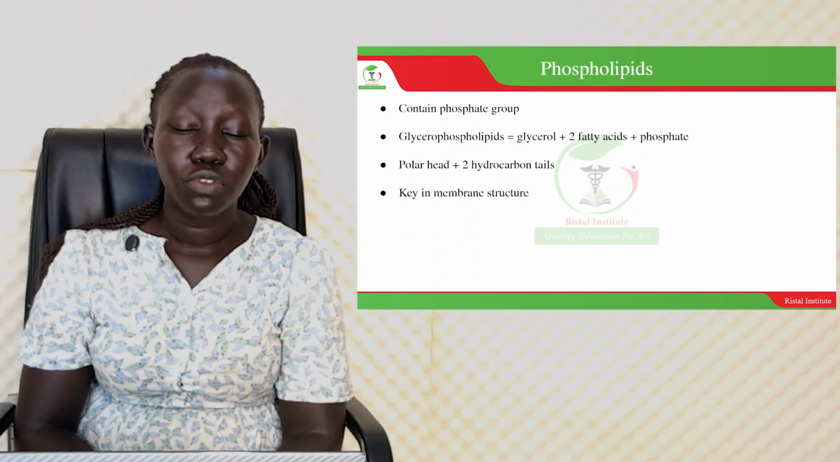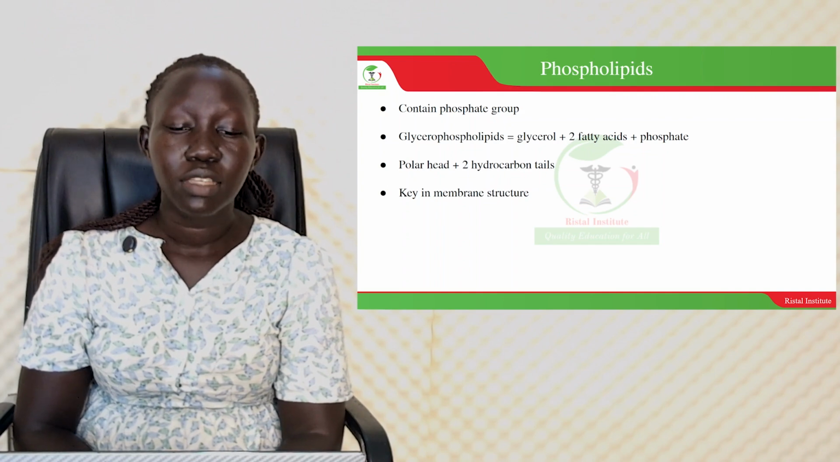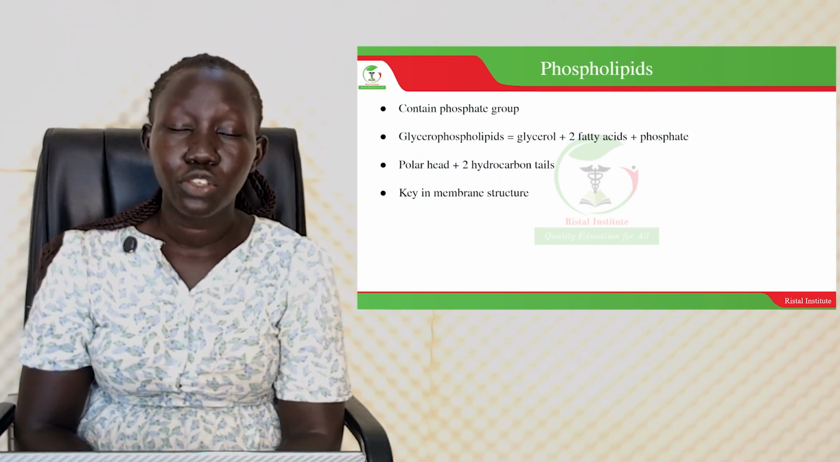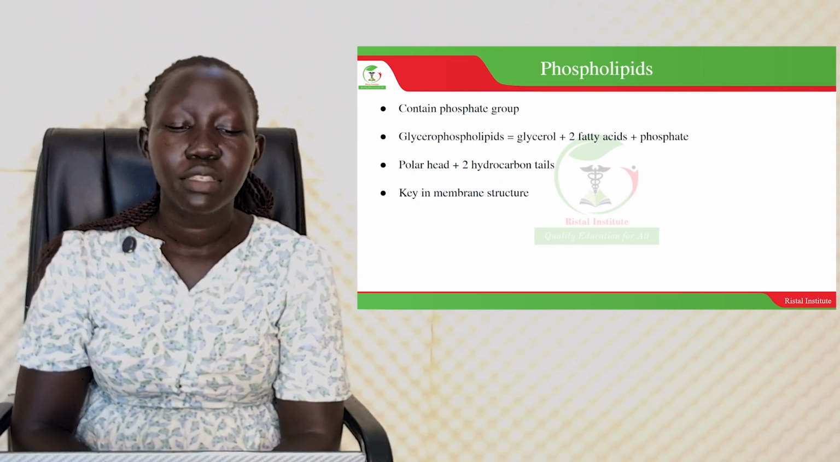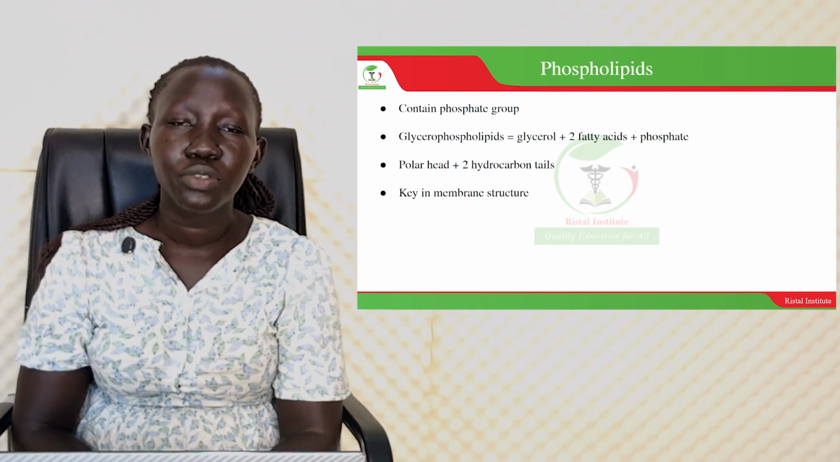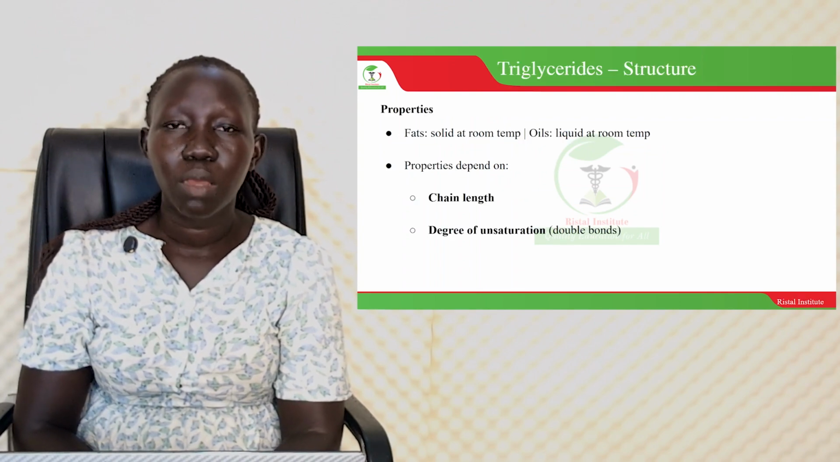The properties of triglycerides is that they can be fats, which are solid at room temperature, and they can also exist as oils, that is, liquid at room temperature. And these properties also depend on the chain length and the degree of unsaturation or the number of double bonds present.